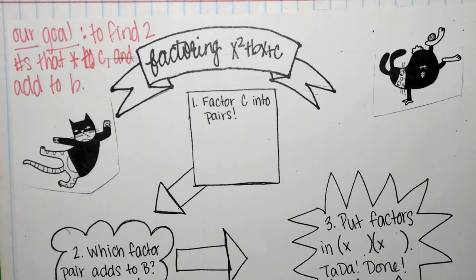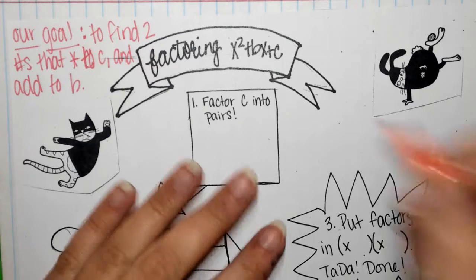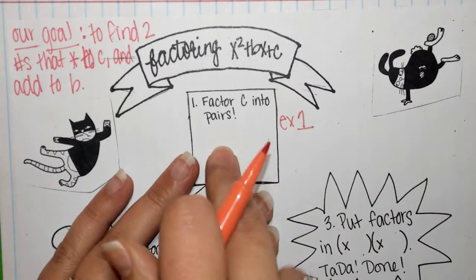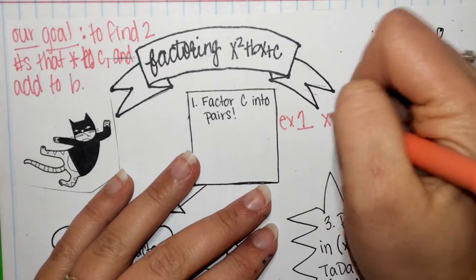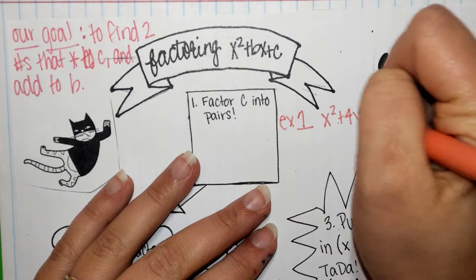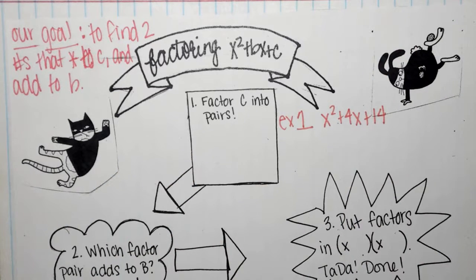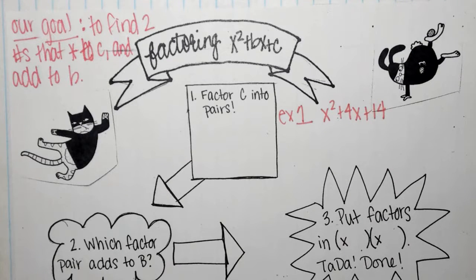Alright, now, I want you to please write example 1 to the right of this box, and we're going to write down our example, x squared plus 4x plus 14. So this is the problem that we're going to be using our first steps on, and we're going to use it to practice.